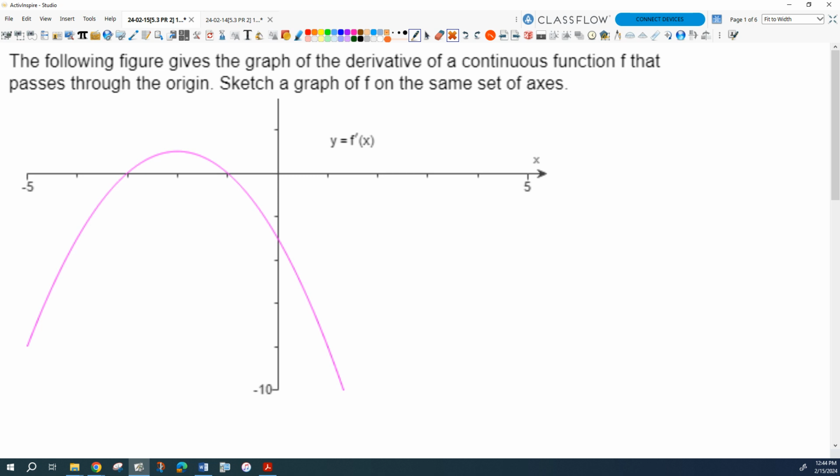These are just some AP style questions, kind of thrown in for you guys. Mostly for people taking the test, but no, I mean, everybody should see these. So the following figure gives the graph of the derivative. You always have to look carefully to see what's being graphed. That's the derivative of a continuous function that passes through the origin. So we know it goes through the point 0, 0. Sketch a graph of f on the same set of axes. Okay, so if that's the graph of the derivative, what does the graph of the original function look like?